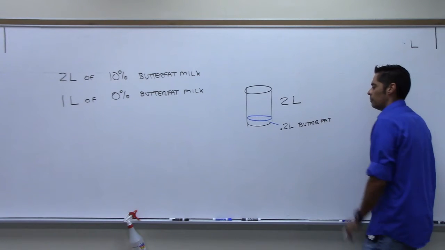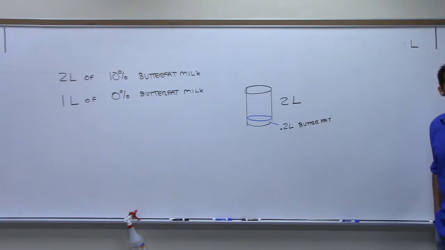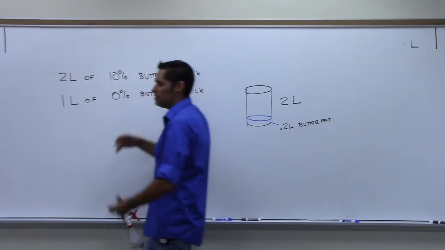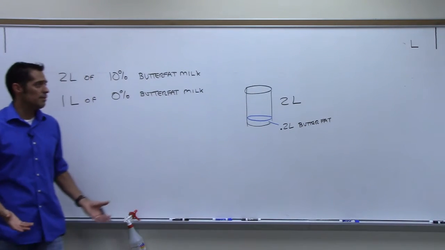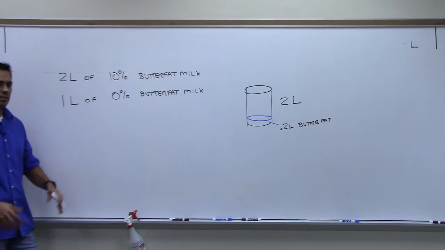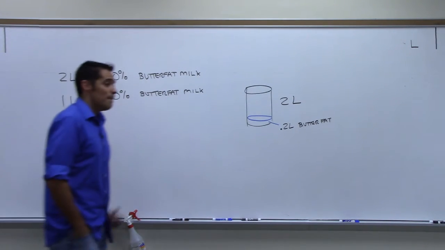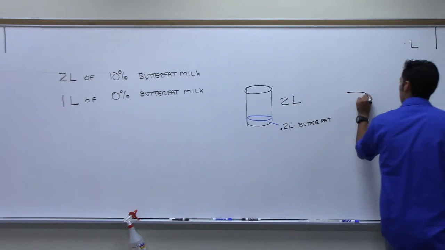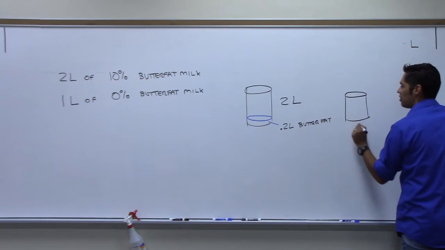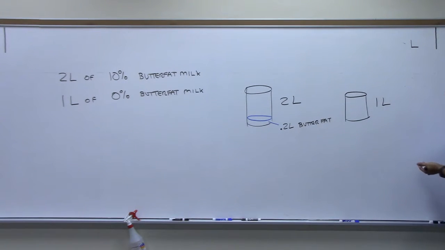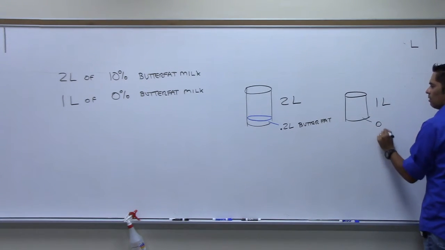Does that make sense to you all? If you got 2 liters of stuff and they're saying 10% of it is butterfat, then that means 0.2 liters of it must be the butterfat. The rest of it is just water or whatever else. We're going to take that and mix it together with another mixture over here that's just 1 liter, and it has how much butterfat in it? 0 butterfat.